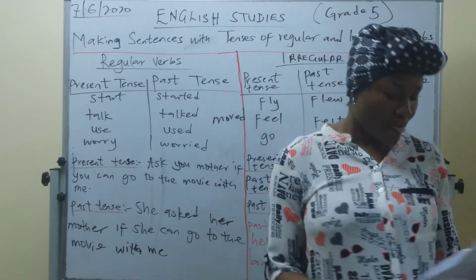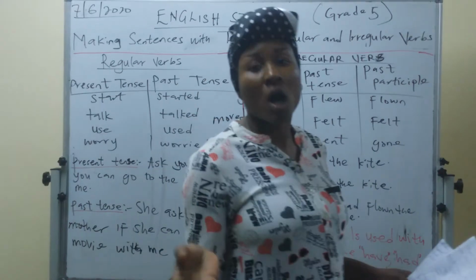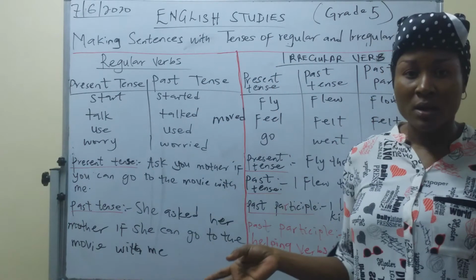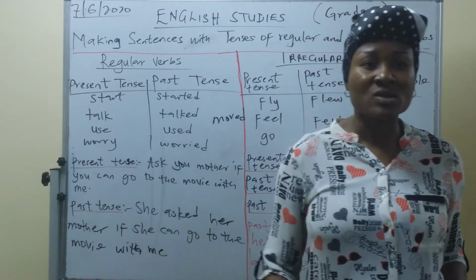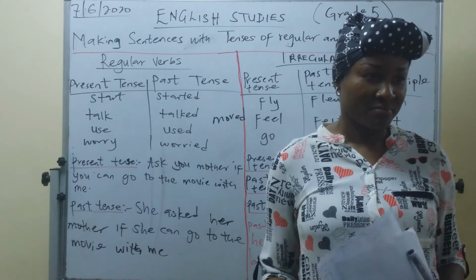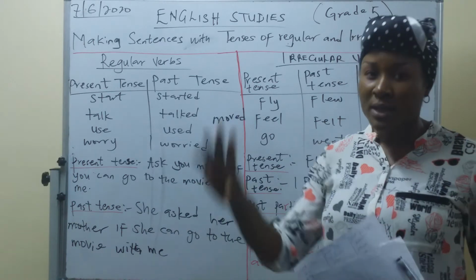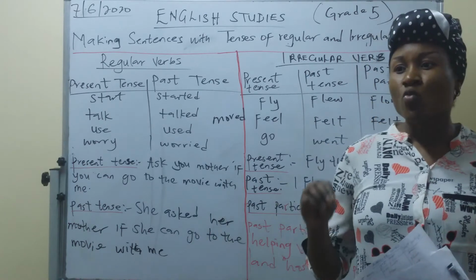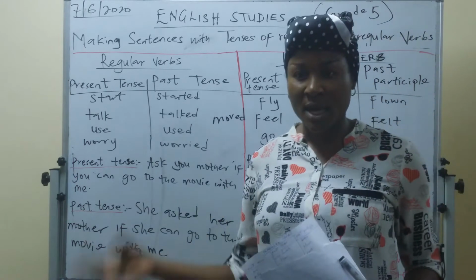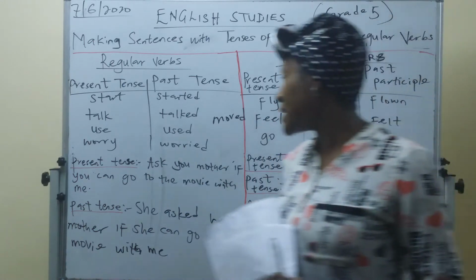Now, if I want to use the word walk: let's walk together. Walk is in its present tense. Now, to make it a past tense, I say we walked together. We walked together, by adding -ed.